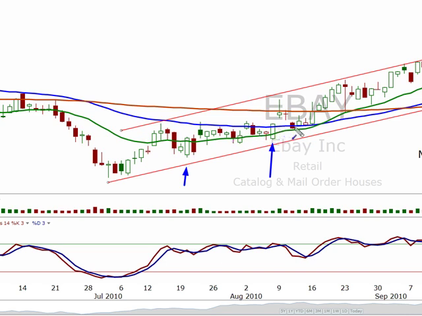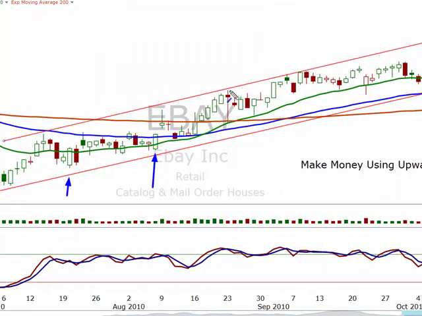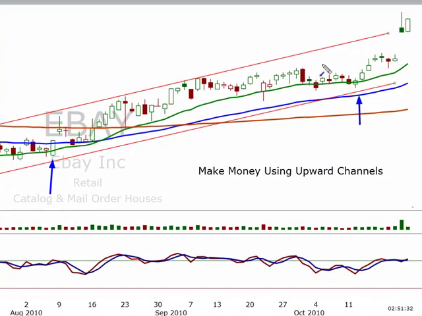This stock is so strong that it's continuously trying to break out of this channel, and it doesn't really come down. And we finally see a bounce off of the 20-day moving average, and what happens? This stock just breaks out of this channel. We're going to talk about breakouts later, okay? But right now we want to look at how you can benefit and make money using upward channels.